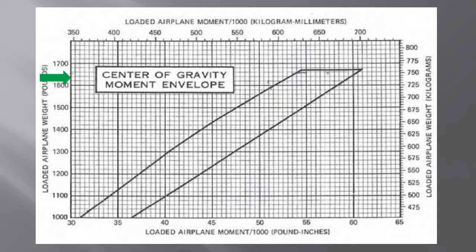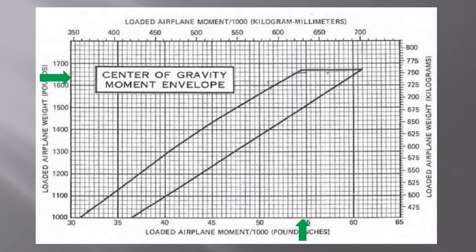Next, we find our moment on the bottom of the graph. Each line between the numbers represents a half pound inch. Our moment is 54.5 and is located on the first line to the left of the 55 line.